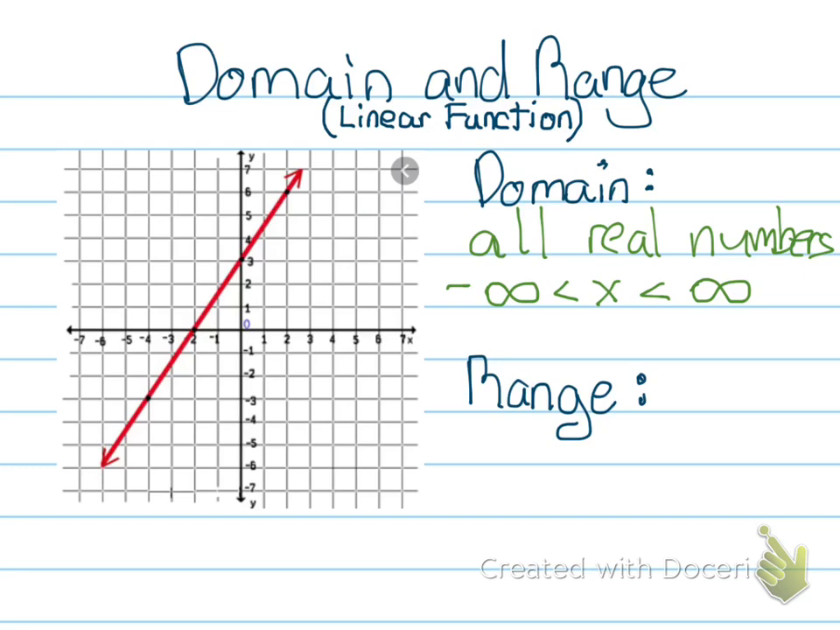For the range, same thing. It's all real numbers. And that's because you have arrows on both ends of your line. And to write it in inequality notation, we'll say it's going from -infinity less than y less than infinity. This will always be your domain and range, no matter what your graph looks like, if it's increasing or decreasing, a positive slope or negative slope, because you have arrows on both ends.